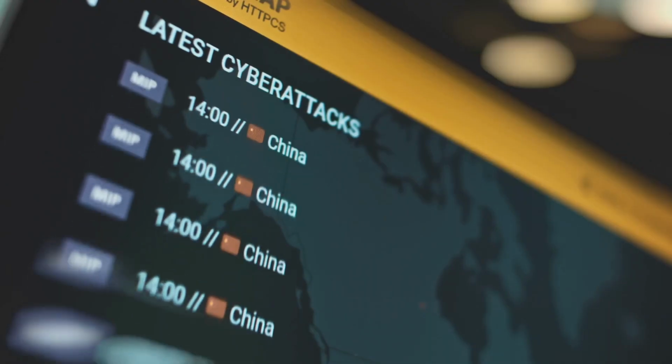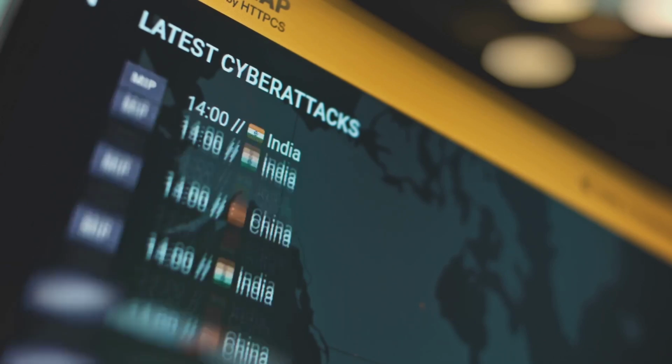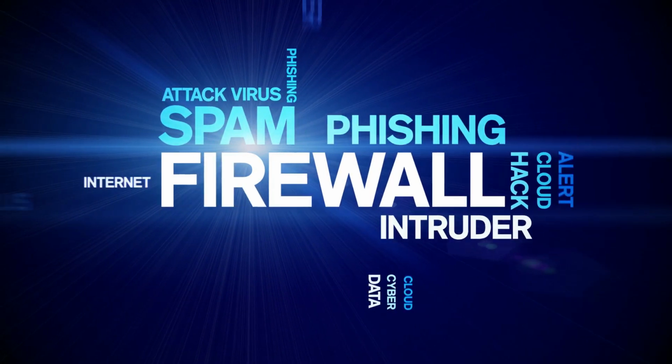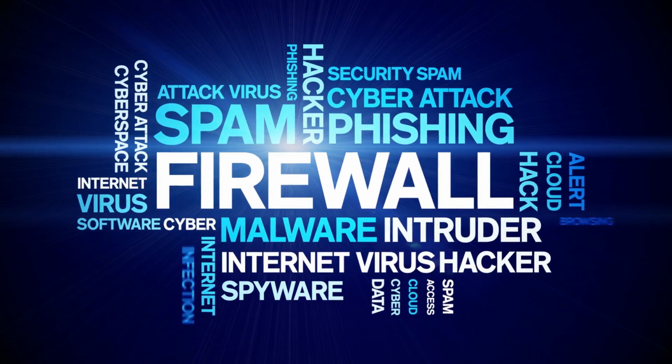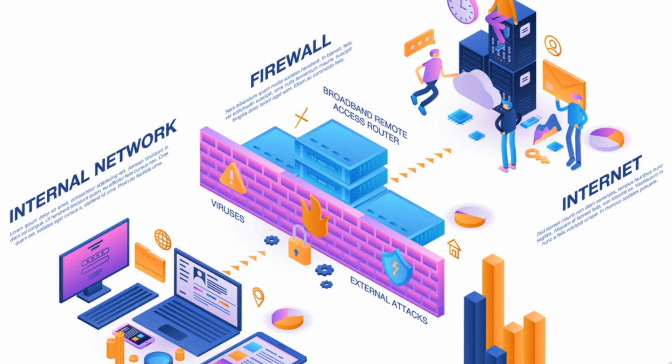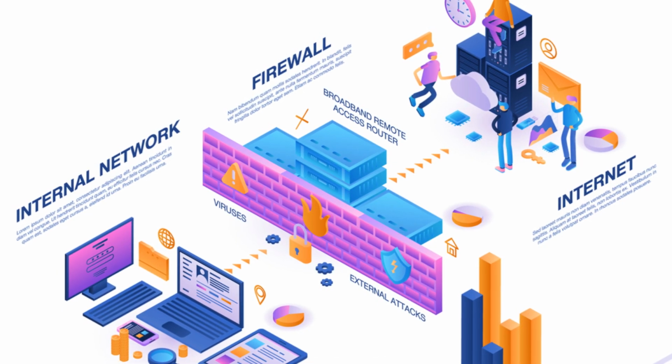The next topic deals with next-generation firewalls and intrusion prevention systems, or IPS. First, what's a next-generation firewall? Traditional firewalls control traffic based on IP addresses, ports, and protocols. But modern threats require deeper inspection. A next-generation firewall goes beyond basic filtering.